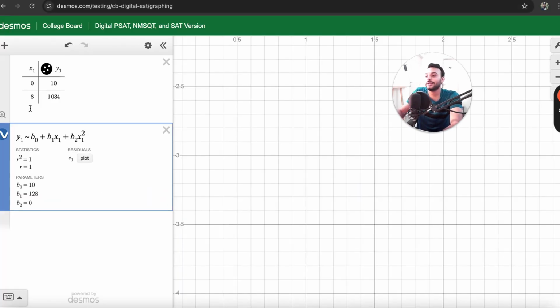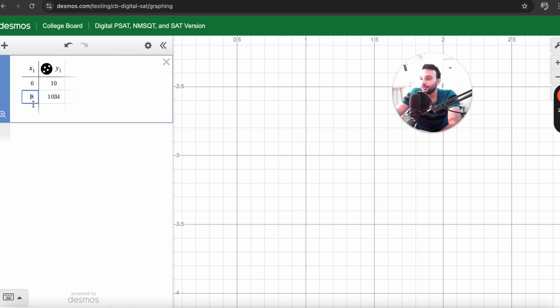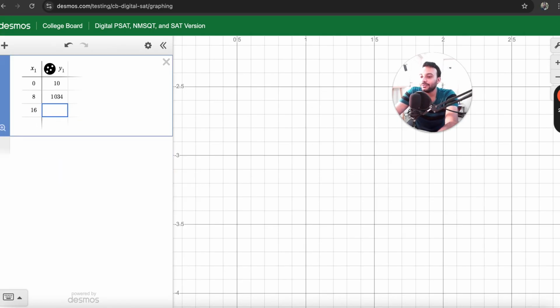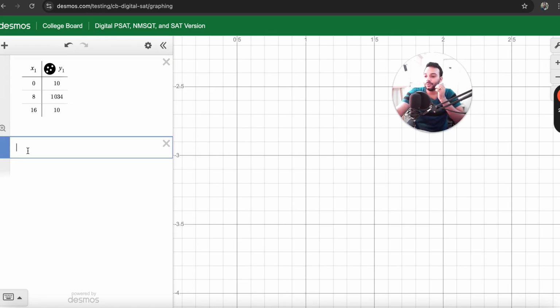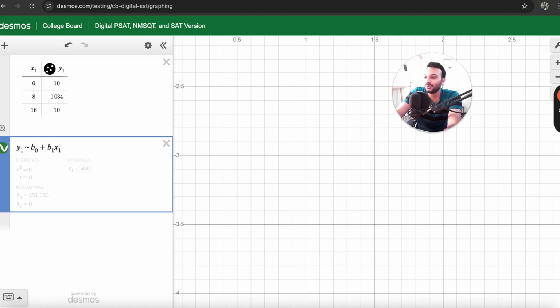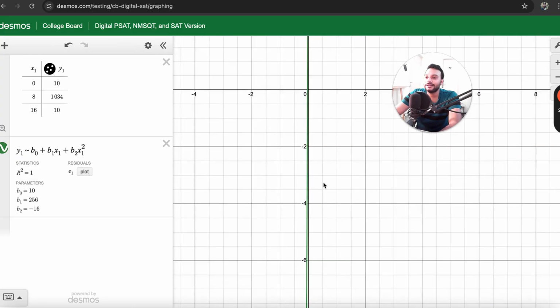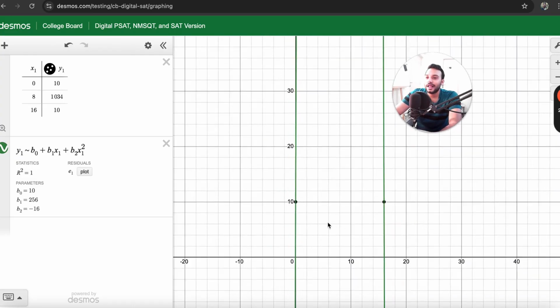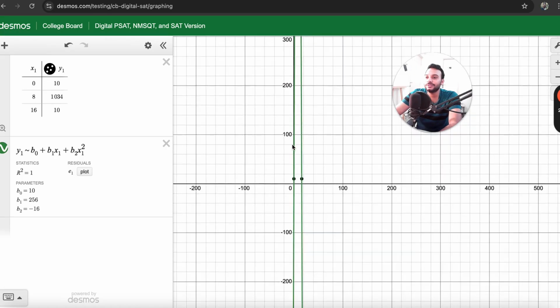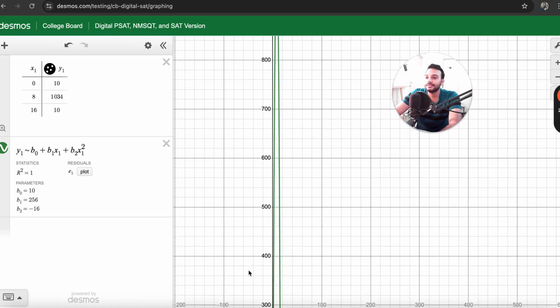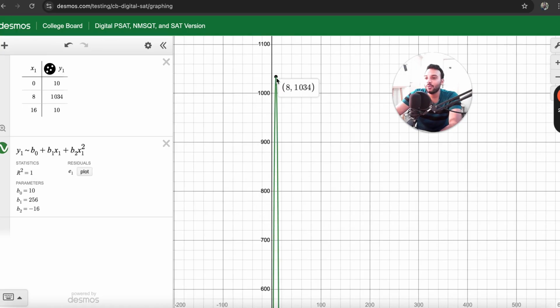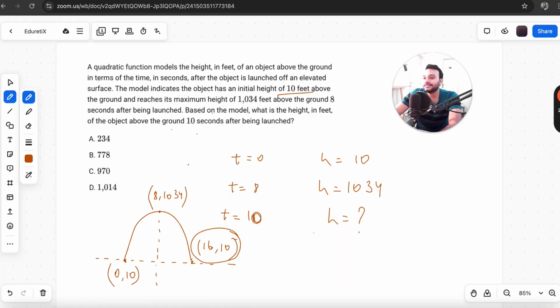So x1 is, let's change this. We'll put a new value. x1 is 16 when y1 is 10. Now let's do this. y1 tilde b0 plus b1 x1 plus b2 x1 squared. Now you're getting it. Now when we look at our graph, it's going to be a quadratic, a parabola opening downwards. As you can see, the tip is coming somewhere here. 1034. Now what are they asking us?